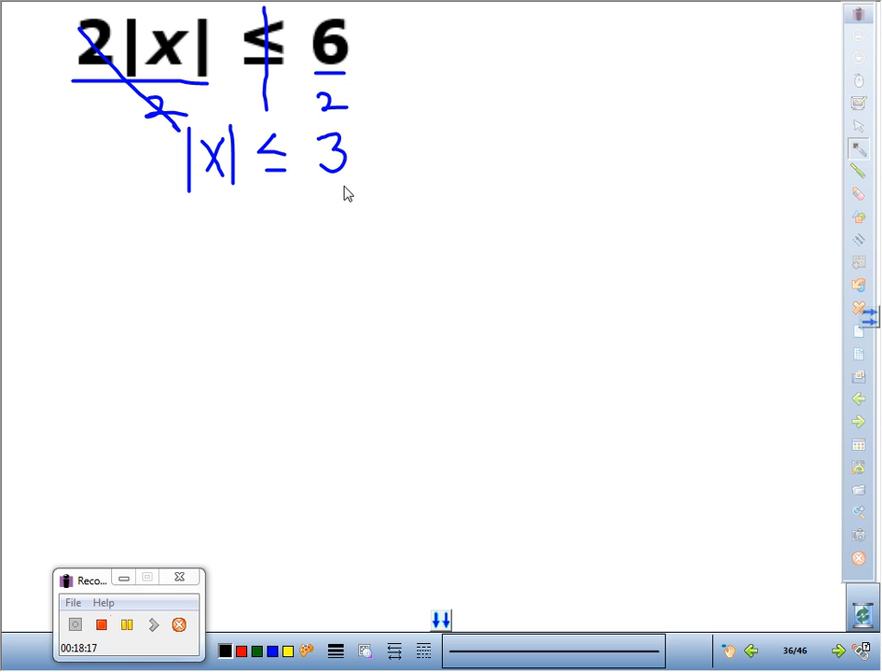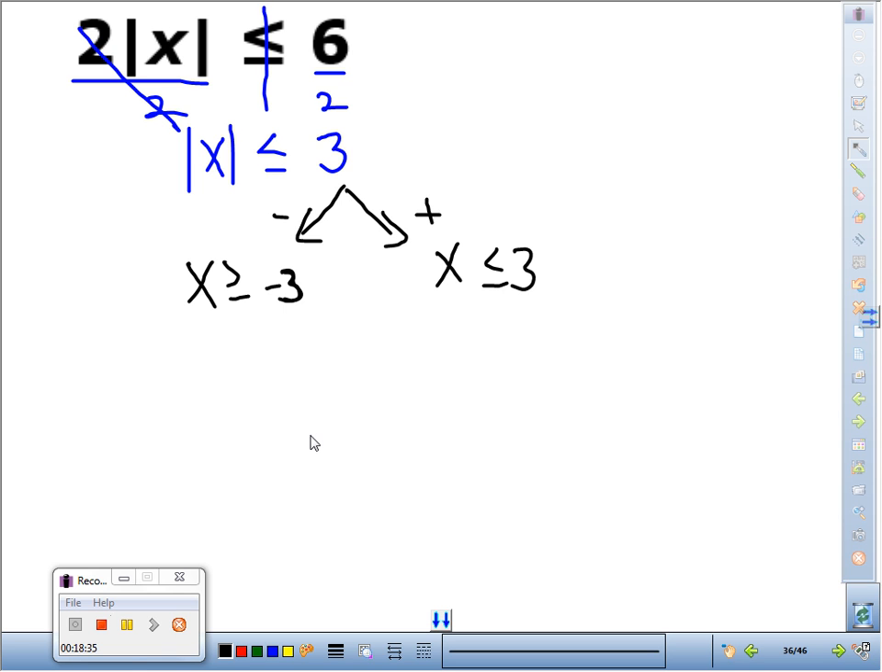One negative, one positive. For the negative, I write -3, and that means we flip the inequality symbol, and we write whatever is inside the absolute value. This one is a positive, so the inequality symbol stays the same, and we write the x.